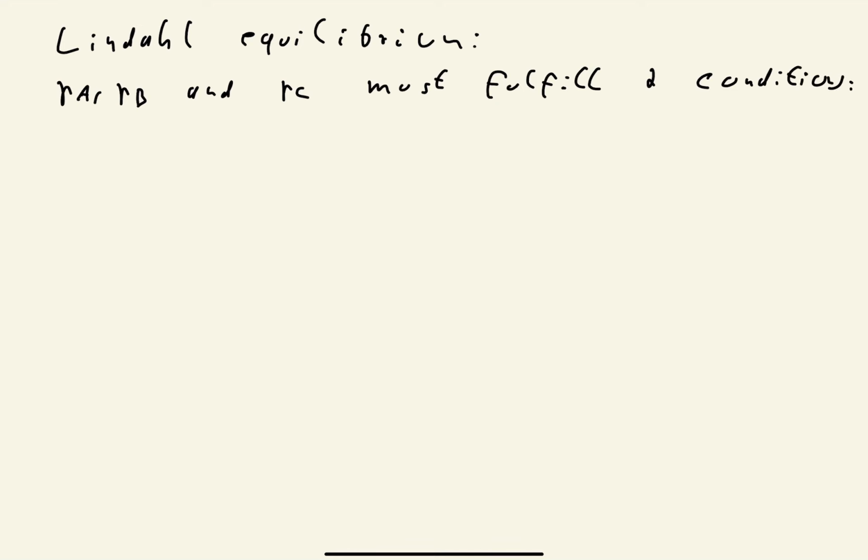So the first one is that the sum of the Lindahl prices must be equal to the cost of the public good, so the marginal cost of the public good, which is equal to 1 here in this model. This is a kind of the Samuelson condition, if you want to state it like this.